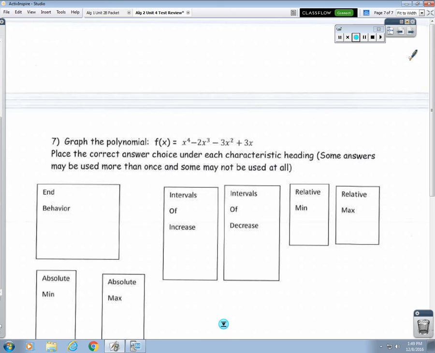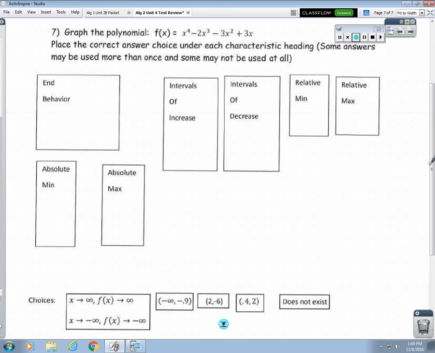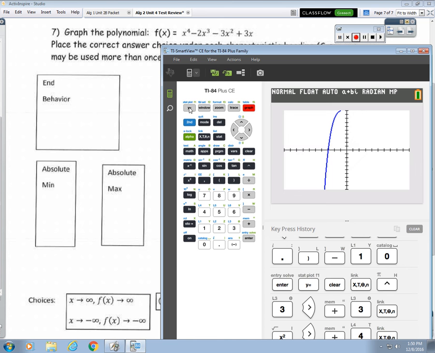Okay, next page. On the test, it's going to look pretty much like this. It's going to have a lot of boxes, and then it's going to have boxes down here that you're going to have to take your mouse and drag them up into the correct place. So what do you think the first thing we should do is? Graph it. Graph the polynomial.